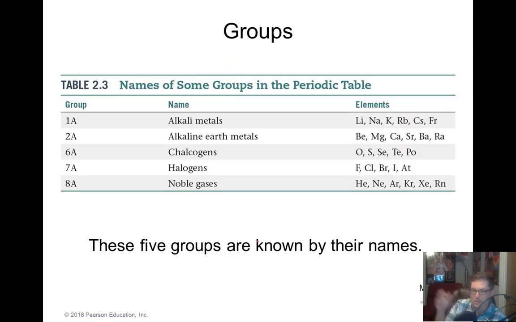There's a really fascinating book about the organization of the periodic table and Mendeleev and all that stuff called The Disappearing Spoon. Very worth reading if you're interested in that kind of thing. All right, here are the groups that you should be familiar with.